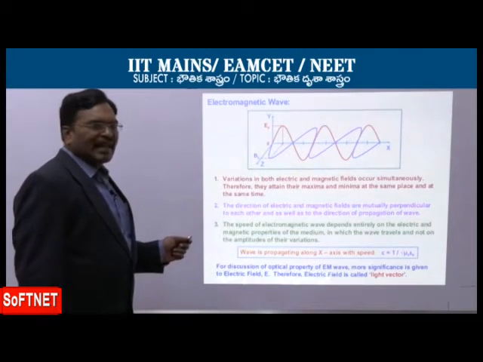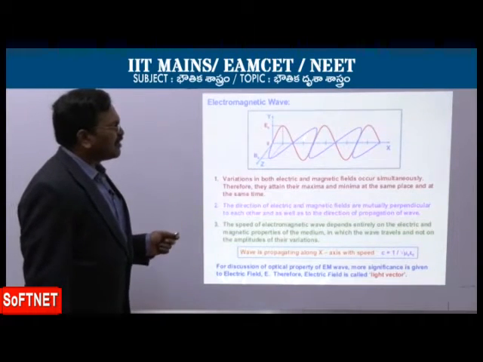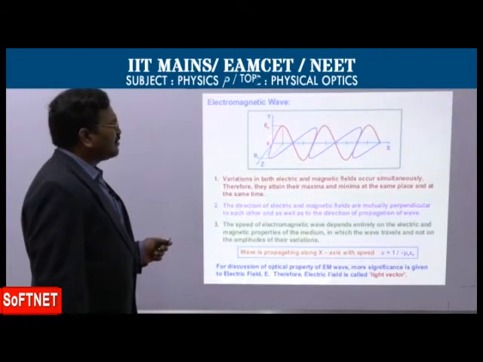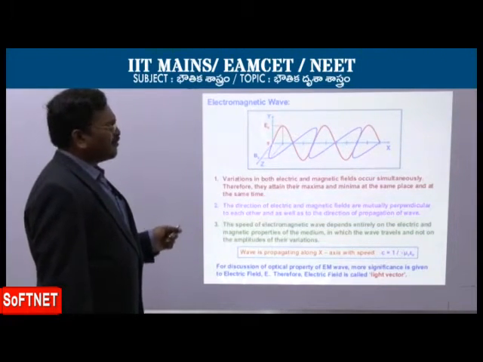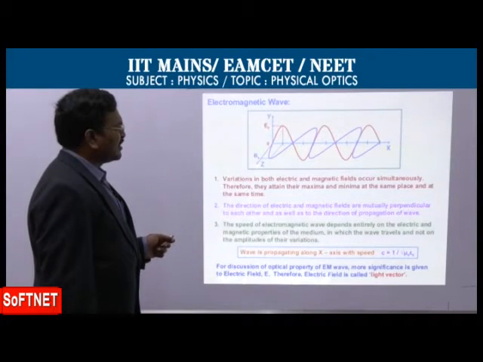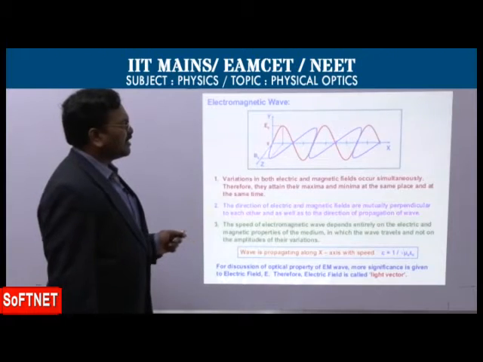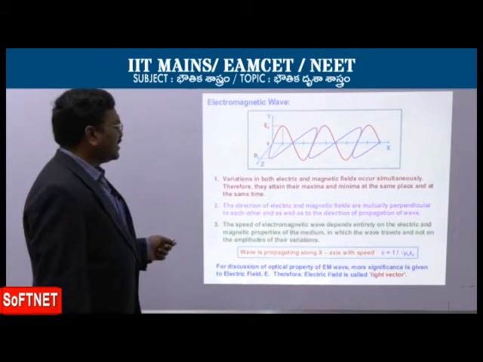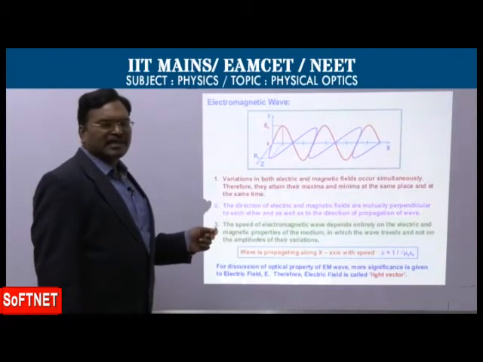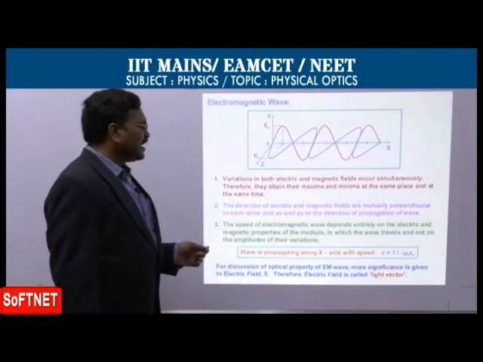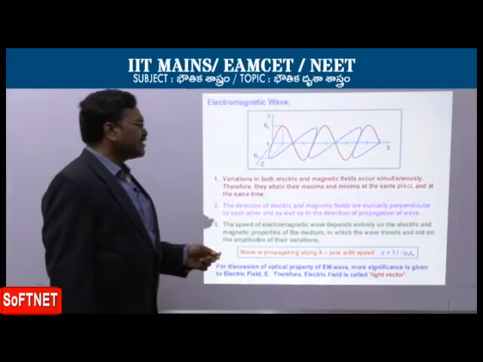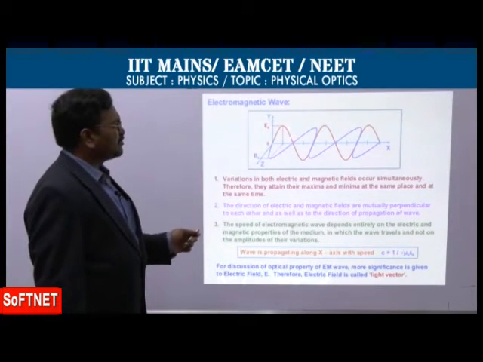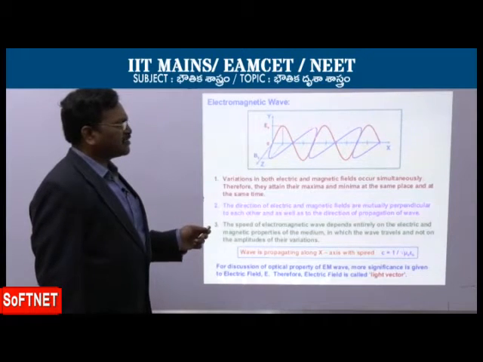Now, electromagnetic wave means the electric field vector is vibrating and the magnetic field vector is vibrating. Suppose the electric field vector is vibrating along the negative y axis and the magnetic field vector is vibrating along the z axis, then the electromagnetic wave is propagating along the x axis. Variations in both electric and magnetic fields occur simultaneously, and therefore they attain their maxima and minima at the same place at the same time. Here the electric field is maximum, the magnetic induction field is maximum. Here the electric field is minimum, the magnetic field is minimum, like that.